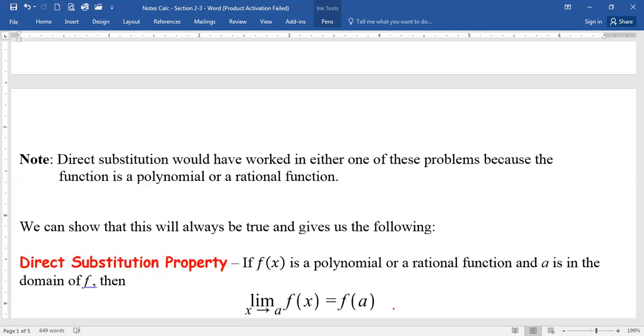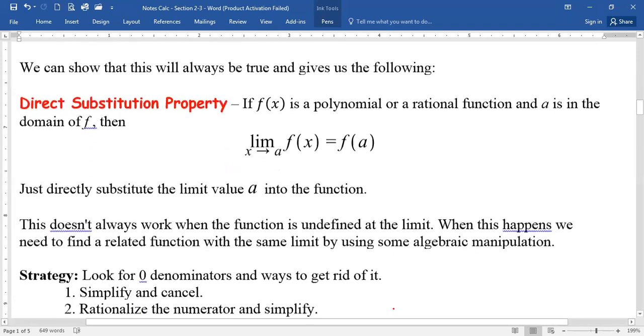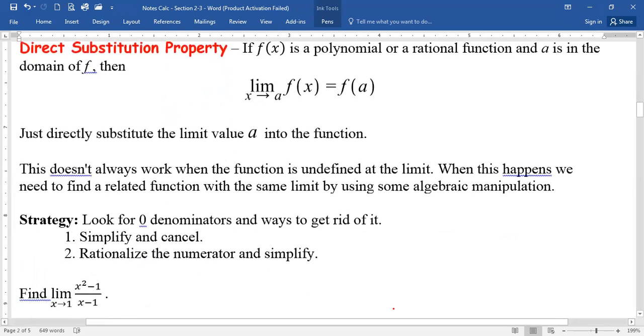Okay, so anytime you have the limit as x approaches some constant of a polynomial or rational function, yes, you can choose direct substitution. And we can show that this will always be true. So this is the direct substitution property. If f of x is a polynomial or rational function, and a is in the domain of the function, then as x approaches a, the limit of f of x is equal to just f of a. In other words, I can substitute in directly.